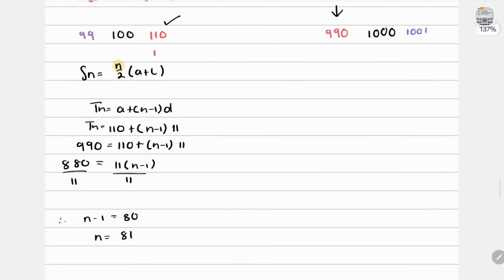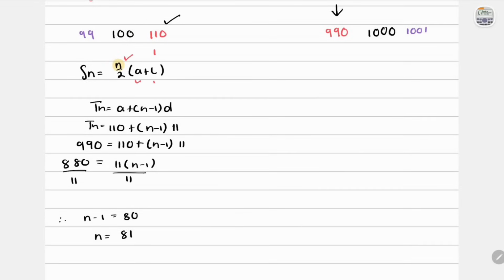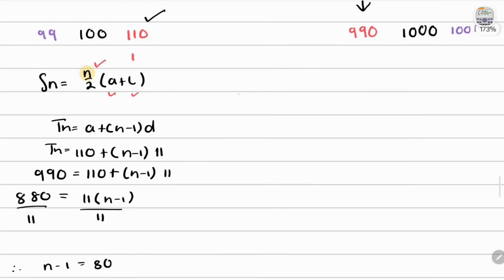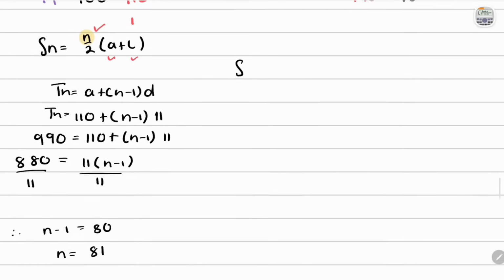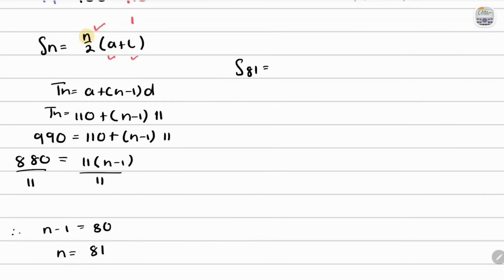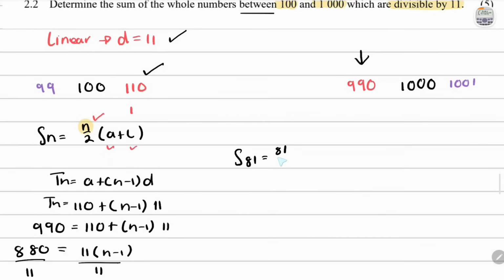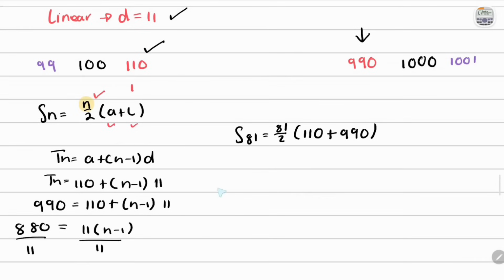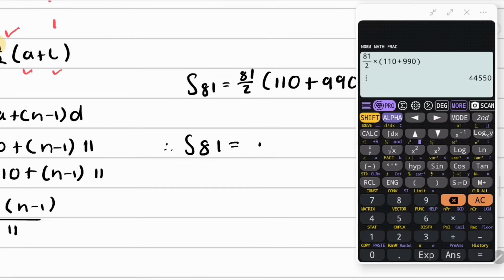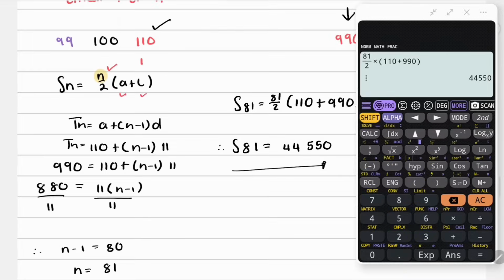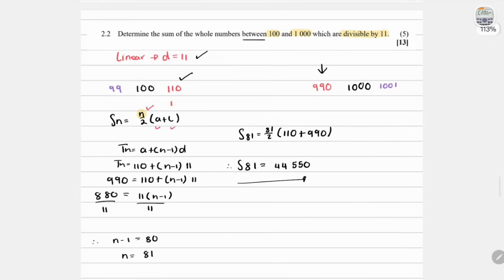All in all, we have everything we need. We have the values of n, a, and l, and we can find the sum of these terms. The sum of these 81 terms is equal to 81 over 2, following the formula, times a, which is 110, where our pattern starts, plus l, which is 990. And we'll find what the sum of these 81 terms is. Our answer is 44,550. And that is it for question 2.